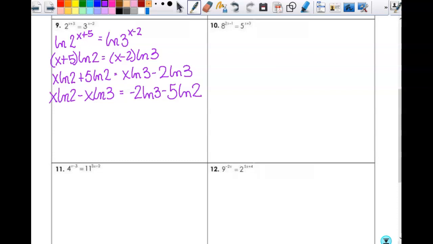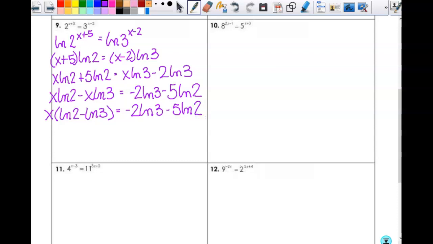We're all good? Now, what am I going to need to do to get x by itself? Factor out the GCF, right? Both of these terms have an x in there. So I need to factor that out. And that's going to leave me with the natural log of 2 minus the natural log of 3 equals negative 2 natural log of 3 minus 5 natural log of 2.